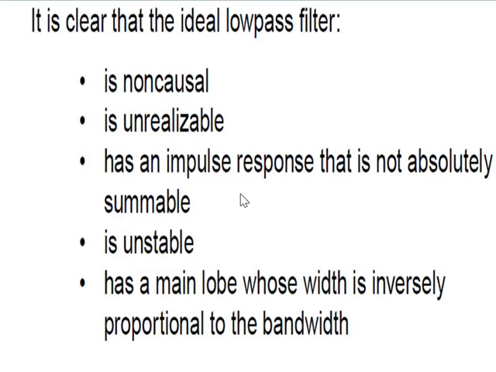Then if you take absolute summability, that is, the summation of h of n from n equal to minus infinity to infinity, it is not absolutely summable. That means it does not give a finite value, and hence we can say this is an unstable system, an unstable filter. These are some points related to ideal filter characteristics.